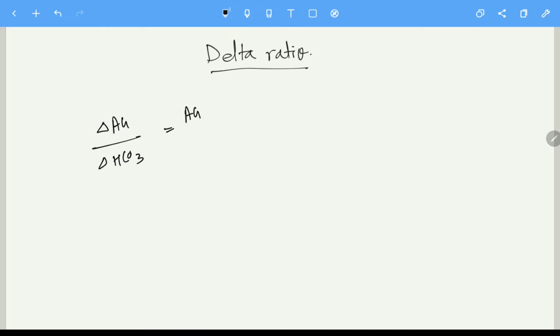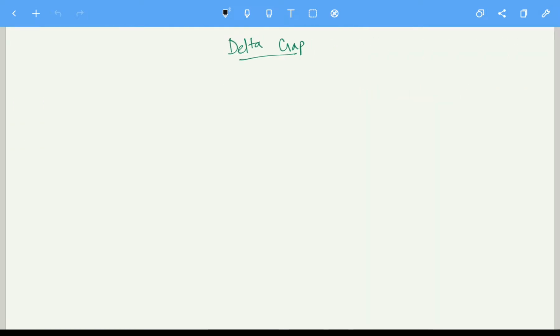What I am measuring is the measured anion gap minus the normal anion gap, which should be like 12, divided by the decrease in bicarbonate. The normal bicarbonate is, let's say, 24 minus the measured bicarbonate. In this fashion we calculate the delta ratio. There is another thing known as delta gap, which is basically delta anion gap minus delta bicarbonate.